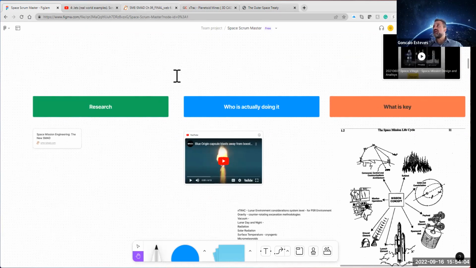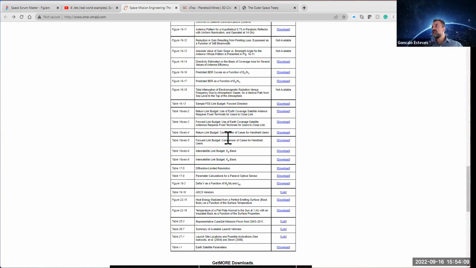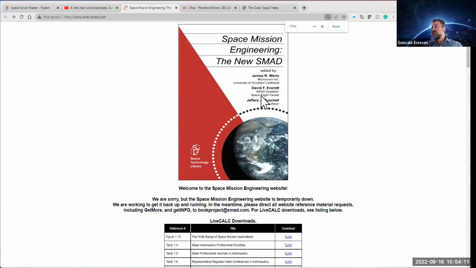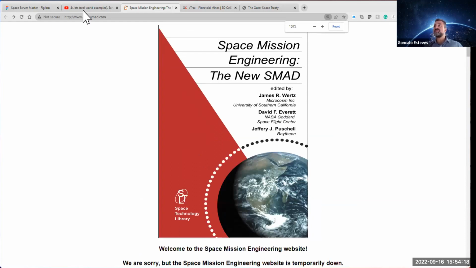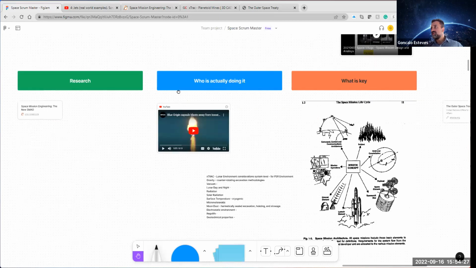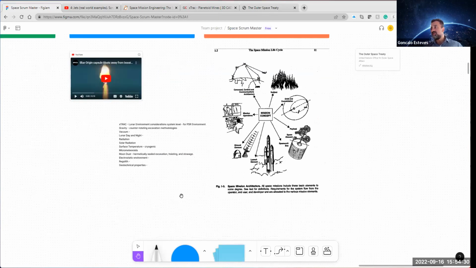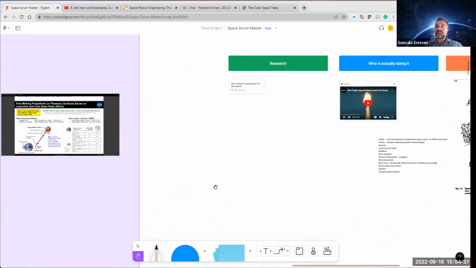The authors of the SMAD are here. Full credits to them: James R. Wertz, David F. Everett, Jeffery J. Puschell. They are probably not in those companies anymore, but they are definitely the authors of this very well-known research book. Joe Justice brought the book, and yours truly gave you some of the notions when you start designing for the moon or for the spacecraft, what to do, more realistically on the side as well.